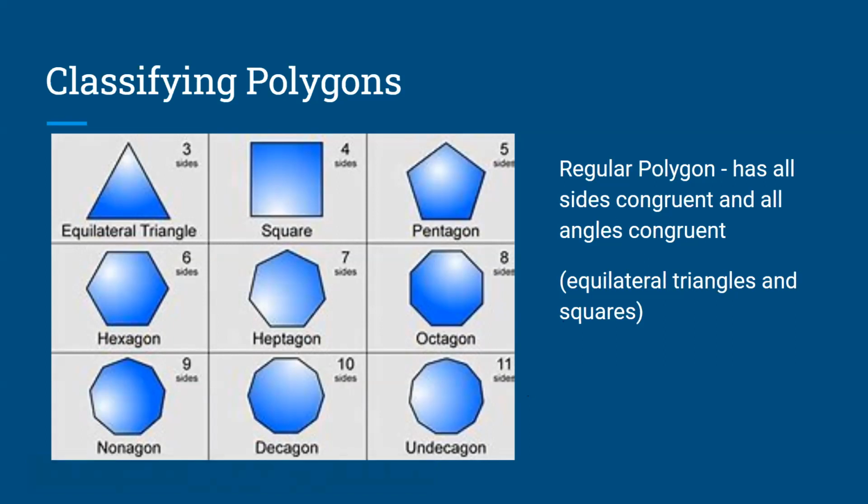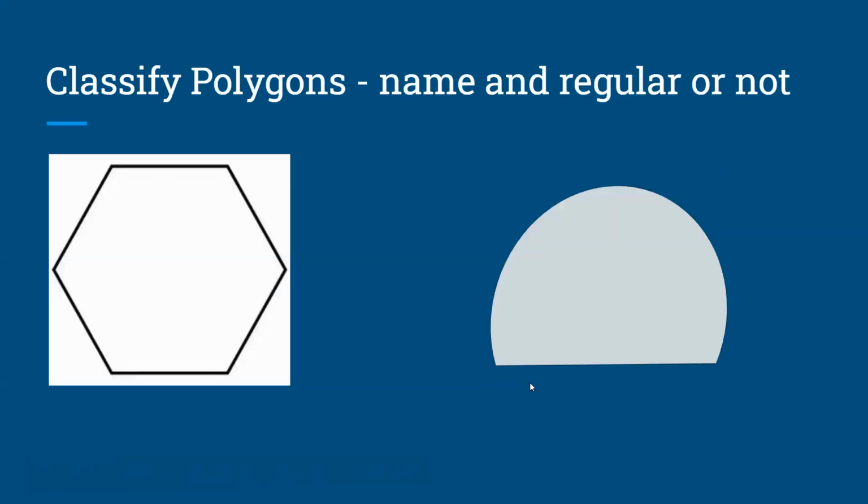So as long as all the sides are equal and the angles are equal, then it's going to be a regular polygon. On some of the questions you guys have, it'll ask you to classify the polygon as far as what shape it is, and then also tell if it's a regular polygon or not. So looking at that first example, this first one is 1, 2, 3, 4, 5, 6 sides.